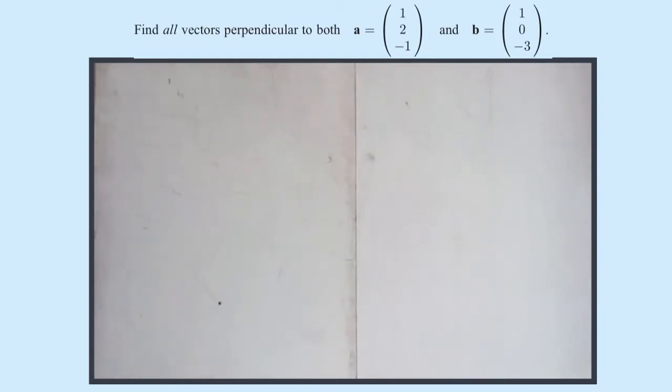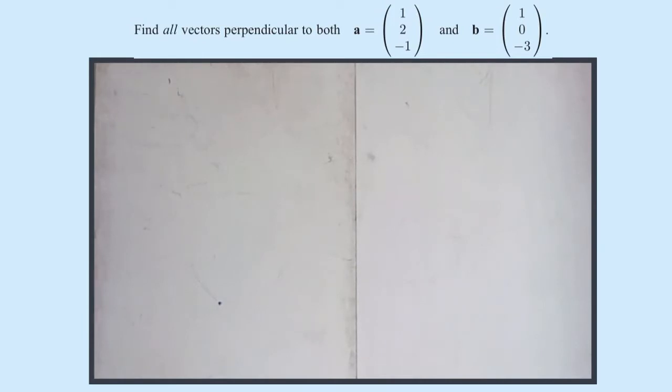Find all vectors perpendicular to both A, which is (1, 2, -1), and B, which is (1, 0, -3). So we have two vectors. Basically, you should already know that the result of a cross product of two vectors is another vector. What you probably don't know yet is that this vector is perpendicular to the two vectors that you're finding the cross product of. That will be shown.